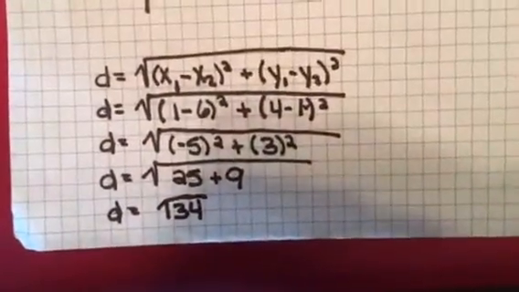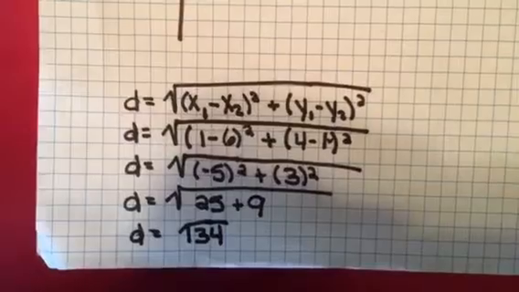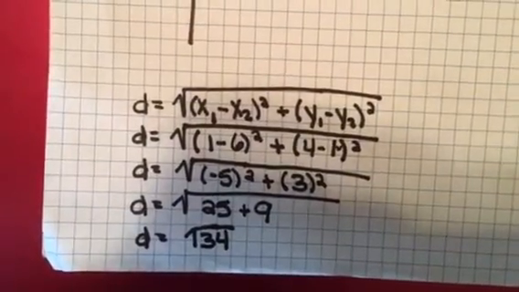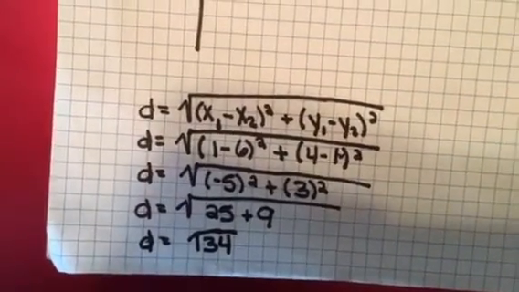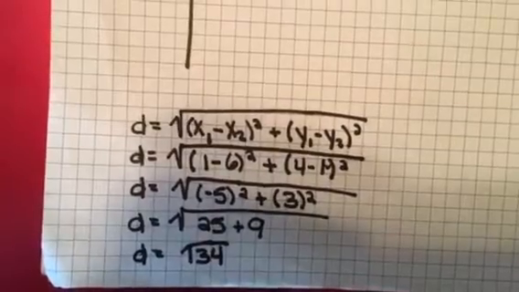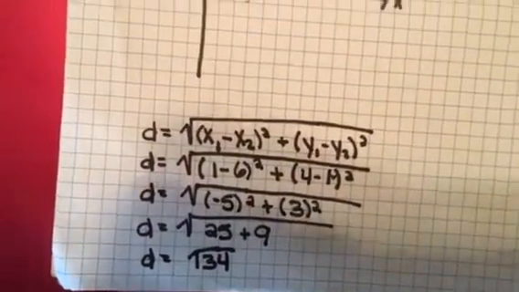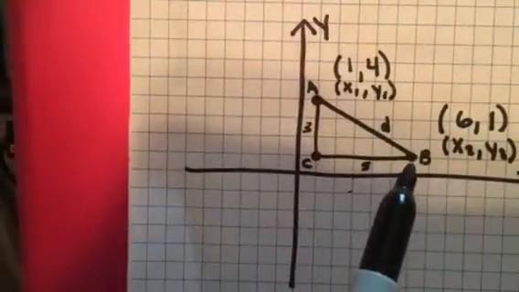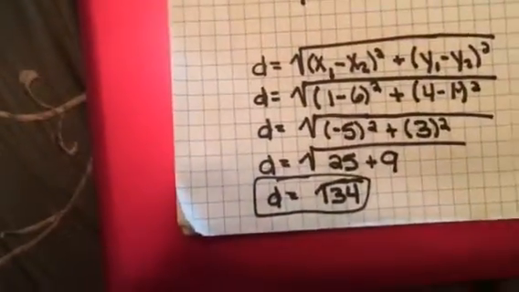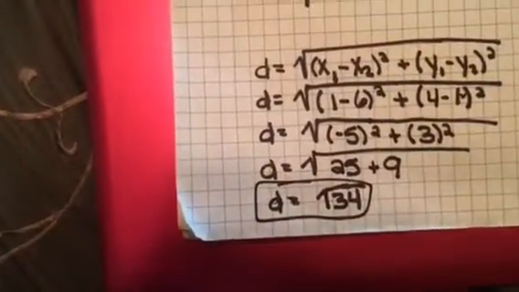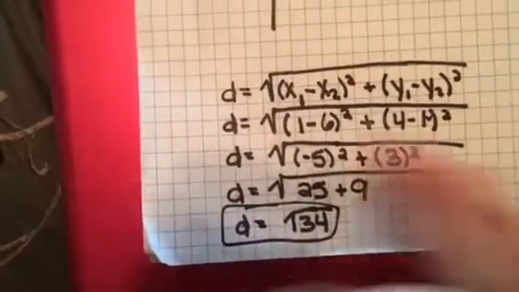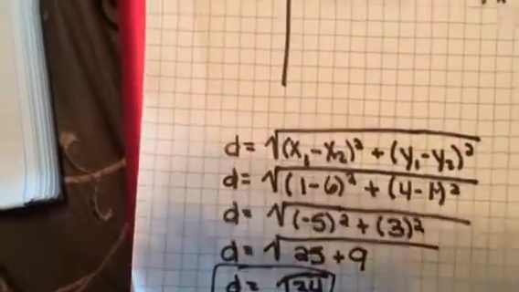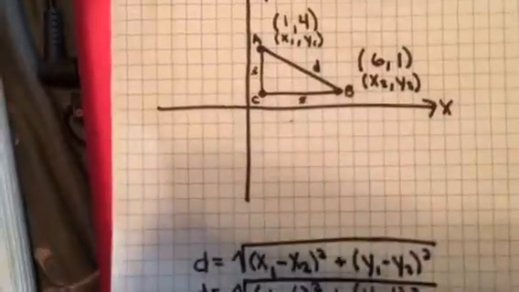Now I'm not going to reduce that because the only thing I can reduce it to is the square root of 2 times the square root of 17, which doesn't reduce anymore. So that's just two prime numbers. I can't reduce that anymore. So the distance of this line AB is the square root of 34. Okay? Let's try, well, I think we'll just stop there.